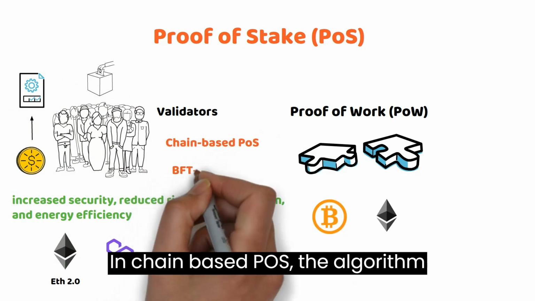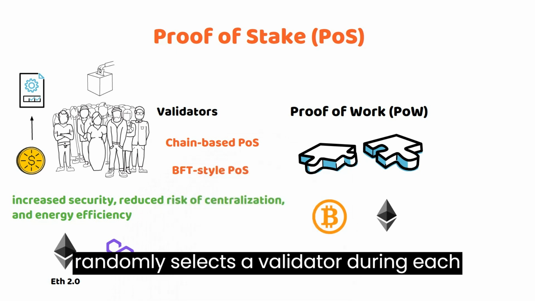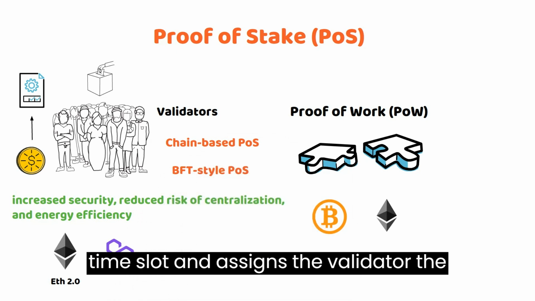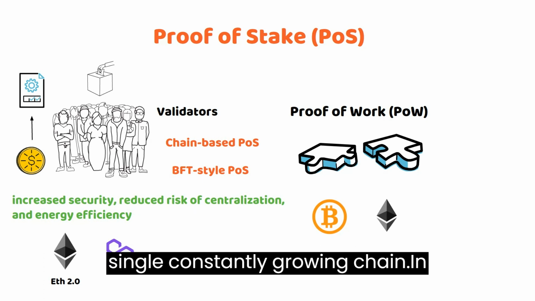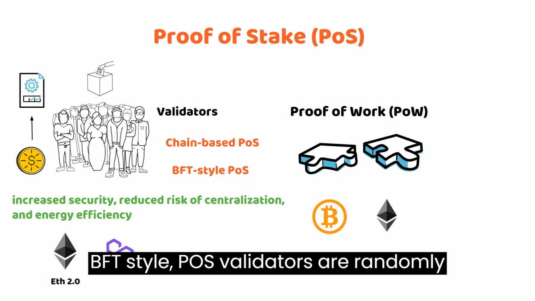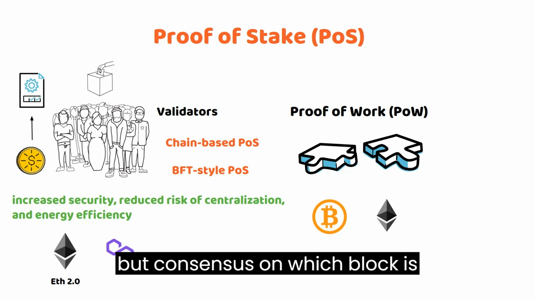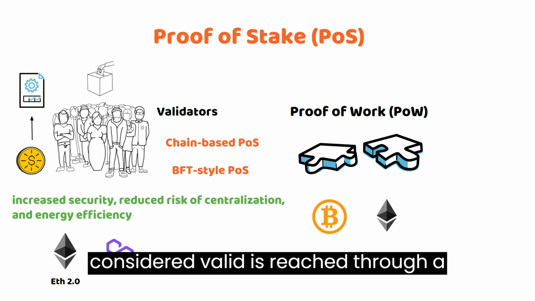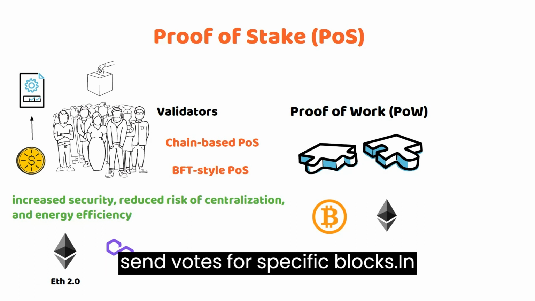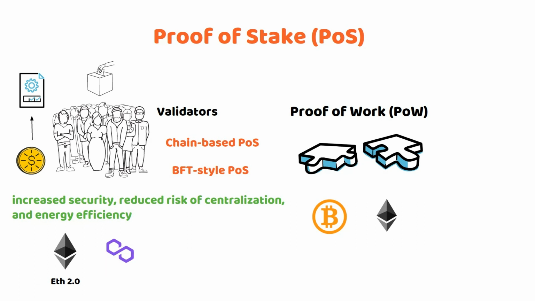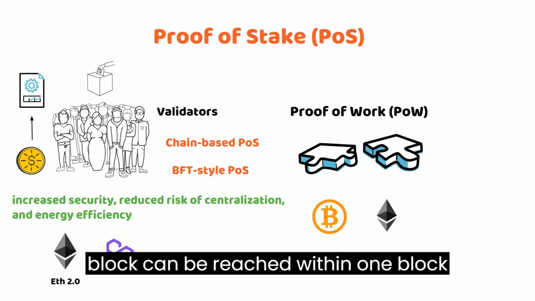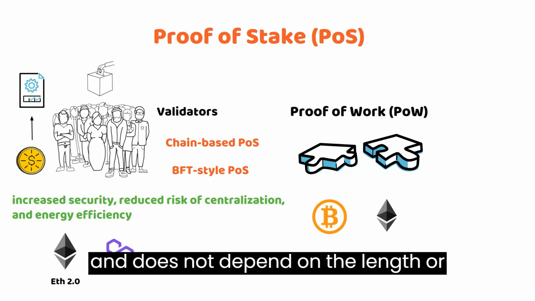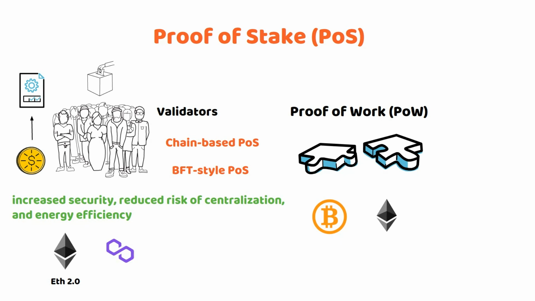In chain-based PoS, the algorithm randomly selects a validator during each time slot and assigns that validator the right to create a single block, with the blocks gradually converging into a single constantly growing chain. In BFT-style PoS, validators are randomly assigned the right to propose blocks, but consensus on which block is considered valid is reached through a multi-round process where validators send votes for specific blocks. In this type of PoS, blocks may still be chained together, but consensus on a block can be reached within one block and does not depend on the length or size of the chain after it.